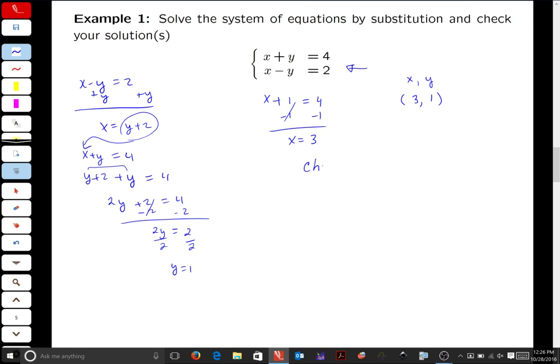That is what we think the solution should be. Let's check it. And you have to check it in both of them, because it might work in one equation but not the other equation when you make a mistake. So for the first equation, 3 plus 1, is that equal to 4? Yes. For the second equation, 3 minus 1, is that equal to 2? Yes. So my answer is indeed 3 comma 1. Okay, the method of substitution. Any questions on that?